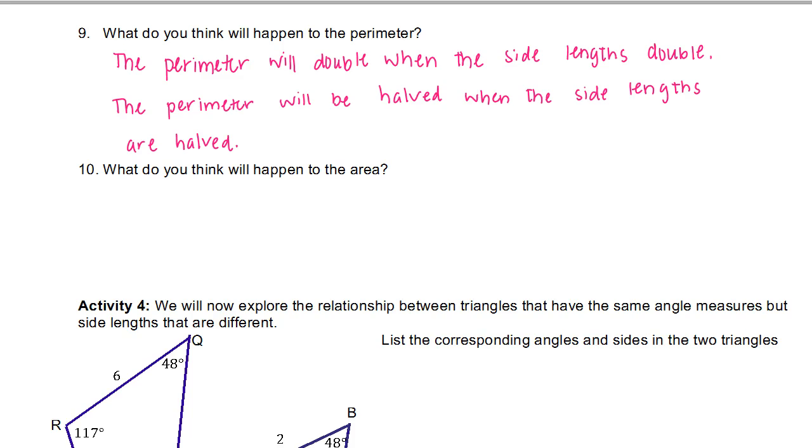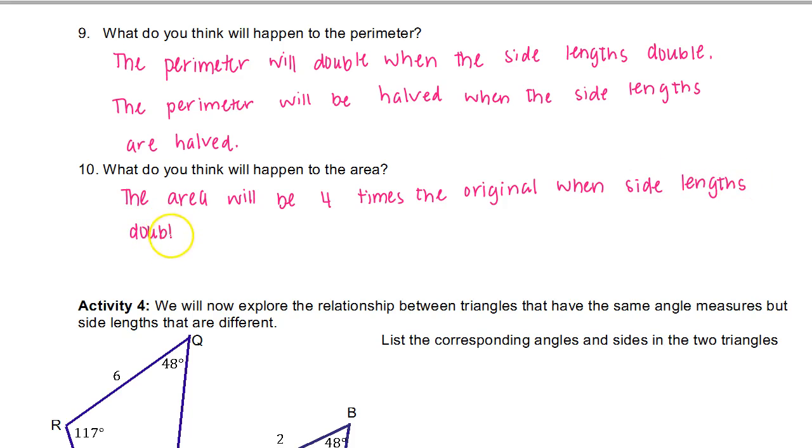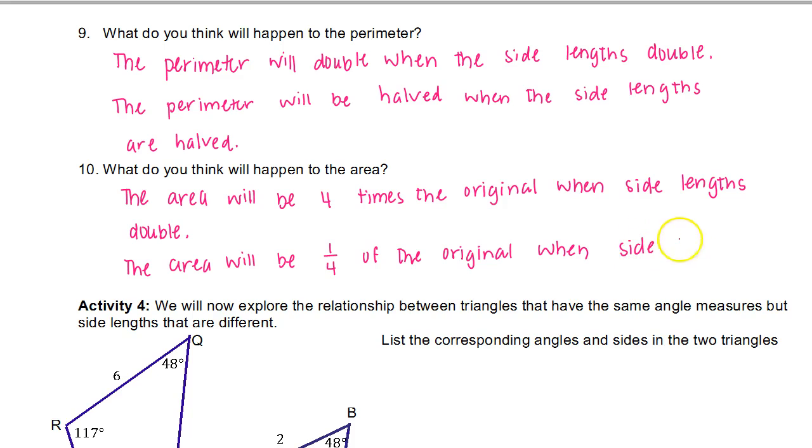The area, of course, is different. So remember, the area is actually going to be 4 times what it was when the side lengths are doubled. The area will be 1/4 what it was when the side lengths are halved. So the area will be 4 times the original when side lengths double, and the area will be 1/4 of the original area when side lengths are halved.